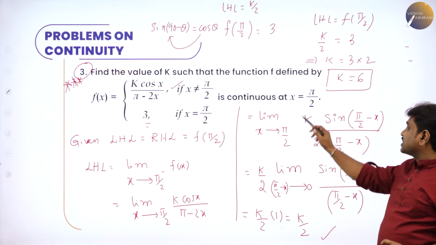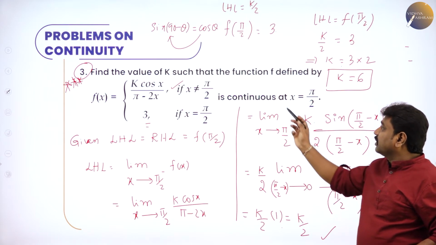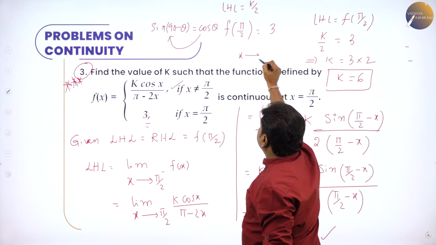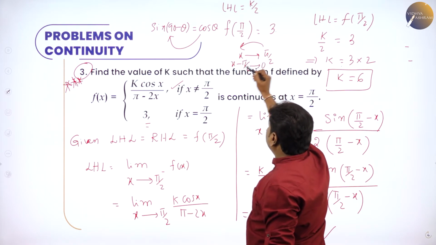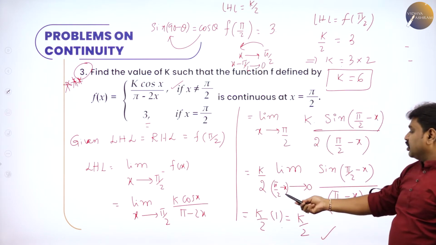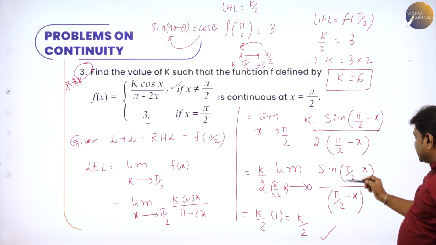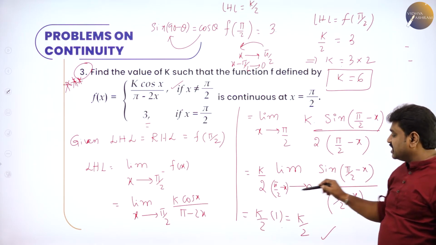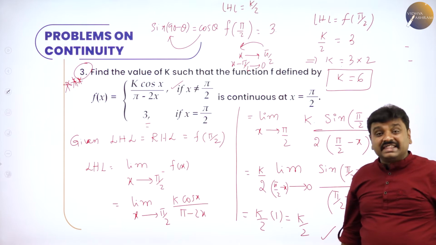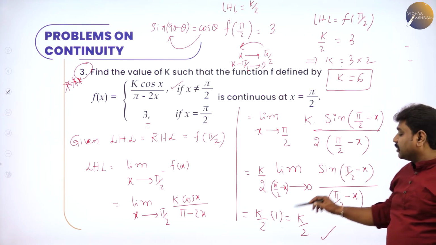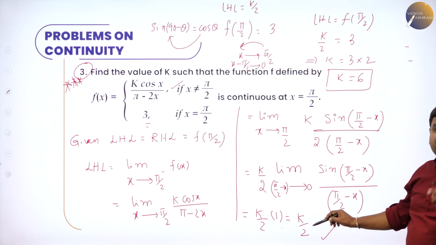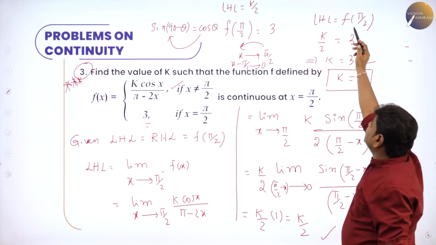Then limit x is tending to pi by 2. So I told you, when x is tending to pi by 2, transfer pi by 2 to this side, x minus pi by 2 tends to what? 0. Multiply minus on both sides, it will become pi by 2 minus x tends to 0. Now inside the sine, and the denominator, if these two are the same, it is in the form sin theta by theta. Limit theta tends to 0, sin theta by theta is what? 1. So this whole thing becomes k by 2 into 1, which is k by 2. So now LHL is k by 2.